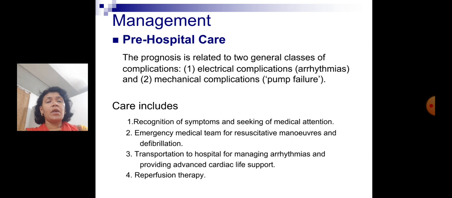Management. Pre-hospital care. The prognosis in an MI patient is related to 2 general classes of complications. There can be electrical complications, that is arrhythmias, and mechanical complications, that is pump failure. The care of these patients includes early recognition of symptoms and seeking medical attention as early as possible, an emergency medical team for resuscitative maneuvers and defibrillation, and transportation facilities to hospital for managing arrhythmias and providing advanced cardiac life support, and reperfusion therapy.